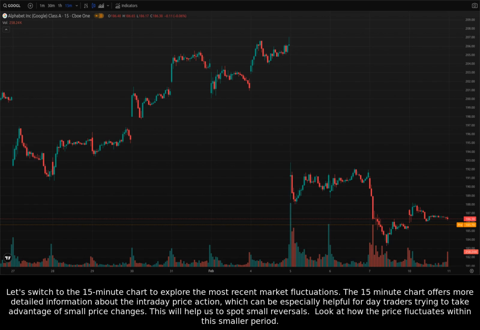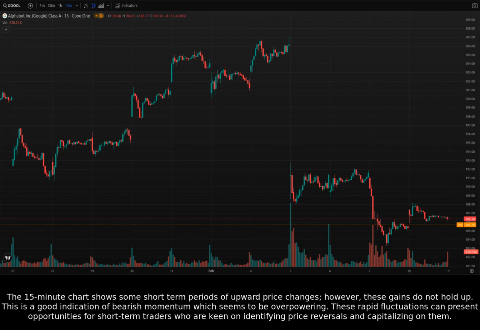Let's switch to the 15-minute chart to explore the most recent market fluctuations. The 15-minute chart offers more detailed information about the intraday price action, which can be especially helpful for day traders trying to take advantage of small price changes. This will help us to spot small reversals. Look at how the price fluctuates within this smaller period.